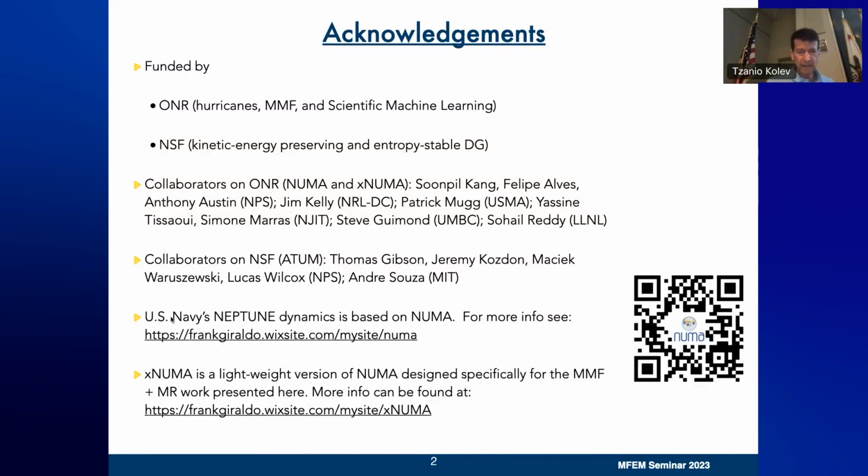I don't know if you can see my mouse, but most of my talk today will be based on this NUMA model that we've developed in my group in the math department at NPS, which is basically the dynamics used in the U.S. Navy's Neptune model that will go in operations by the end of 2024. More information can be found on this website here, or this QR code here.